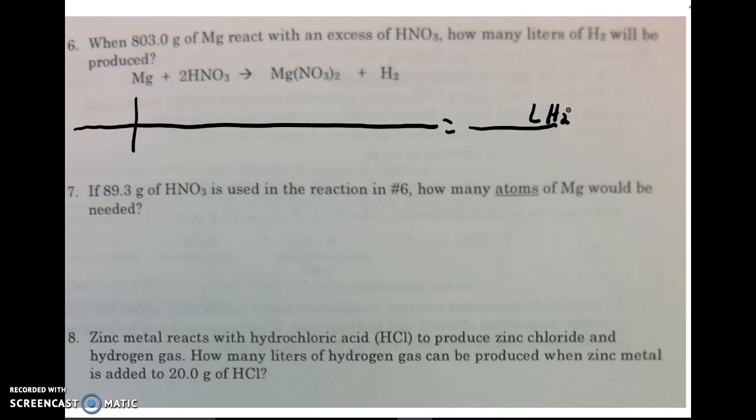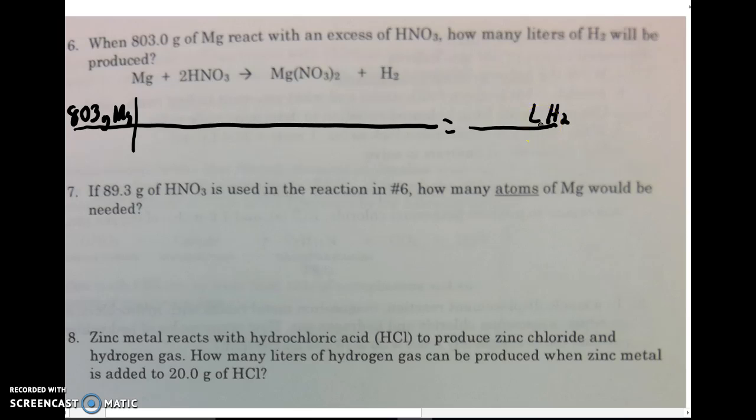My third step is to identify my given. So here is my given, 803 grams of magnesium. So that's going to go right over here, 803 grams of magnesium. All right, so now I'm going to start looking for those keywords. And this was our same approach when we were dealing with the mole concept. Keywords, essentially the units, are going to identify what conversion factors I need. So if I look right here, grams tells me that I need a molar mass conversion factor for magnesium. And then I've got liters over here that tells me I'm going to need a volume conversion factor.